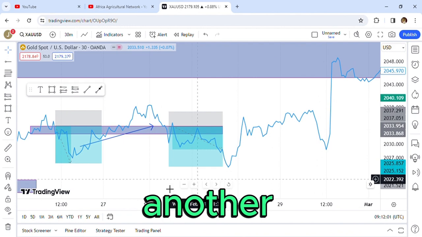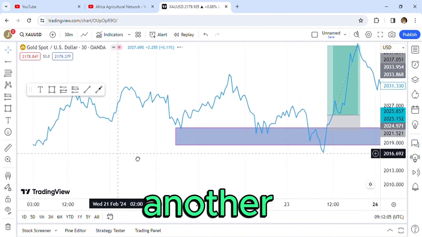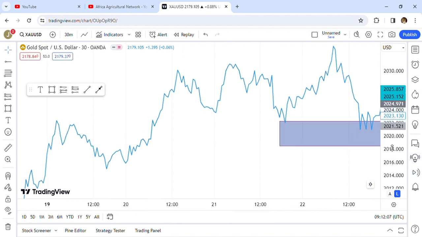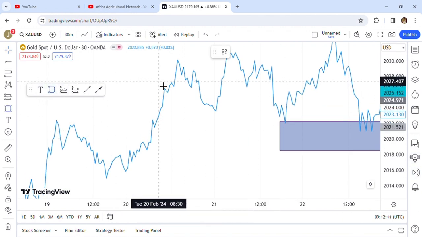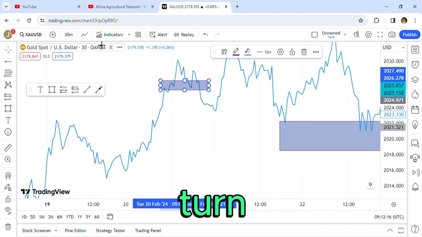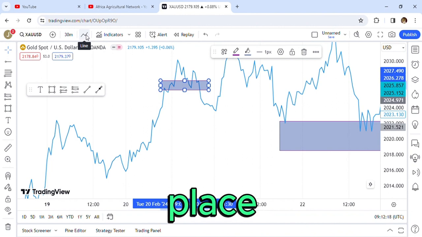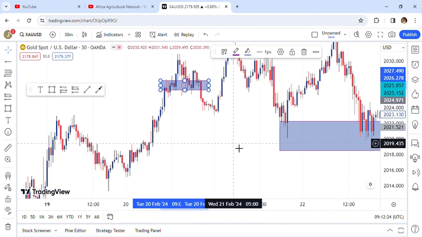Let's look for another one. Another head and shoulder pattern. For example, like this one over here. Mark it out. Be patient. Wait for price to come back in this area. Look for your bearish candlesticks that will close. There we go.